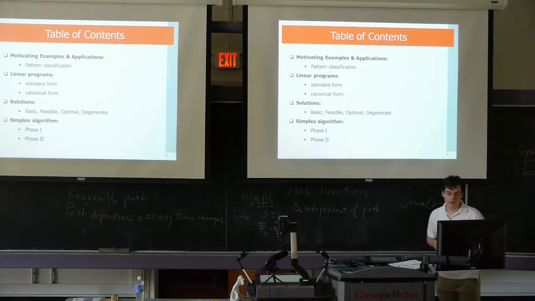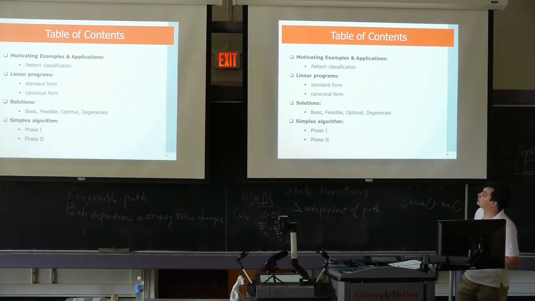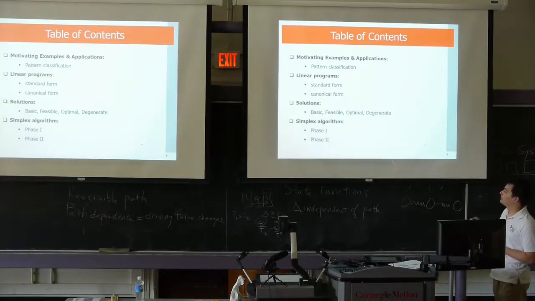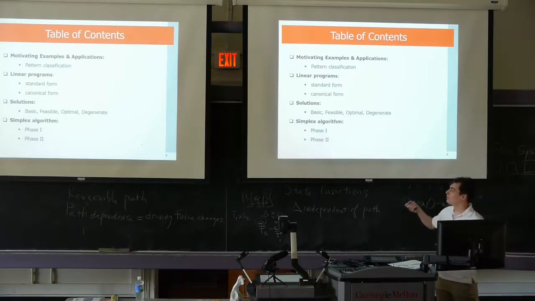Okay, so this is the table of contents. I will talk about a classification problem in machine learning and how to describe it as a linear program. We will discuss different forms of linear programs, such as the standard form and canonical form. We need to define these terms: basic solution, feasible solution, optimal solution, degenerate solution. And finally, we will discuss the simplex algorithm. Okay, so the goal of this lecture and the next is clear so far.